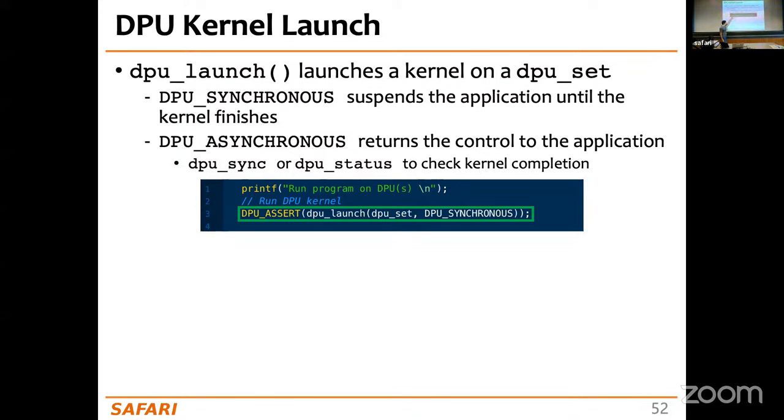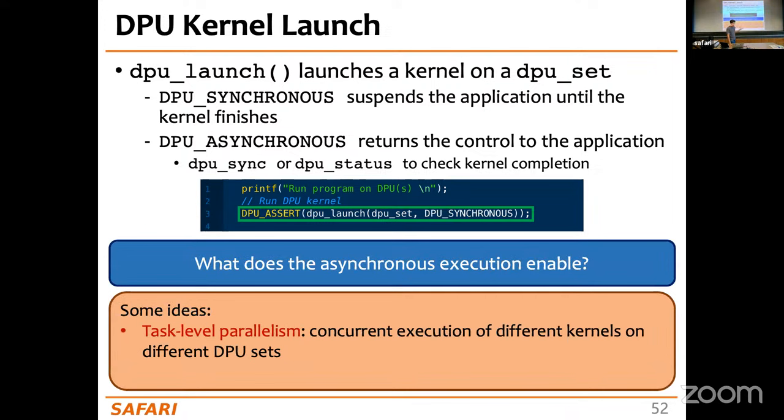If it's asynchronous, the CPU can continue doing stuff here while the DPUs are still working. And this can be useful, again, for task level parallelism, because we can do one DPU launch on one DPU set and the next DPU launch on another DPU set, and they could be doing different things. Why not? So that allows us to exploit task level parallelism or the concurrent computation of CPU and DPUs. The CPU can be doing productive work after launching the kernel onto the DPU, and maybe accelerate different parts of the same workload.